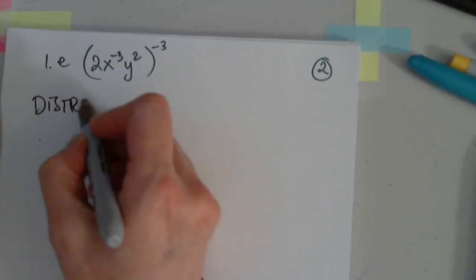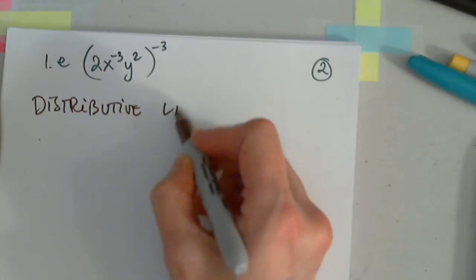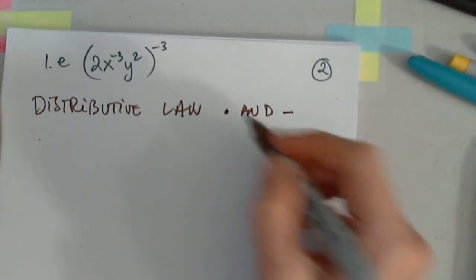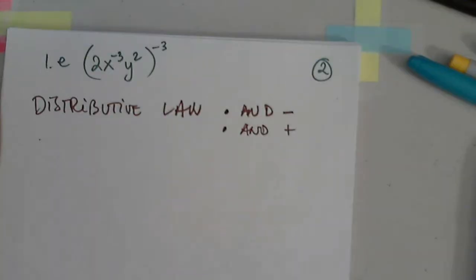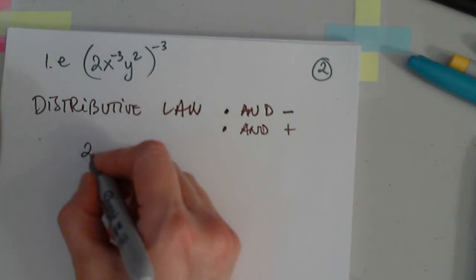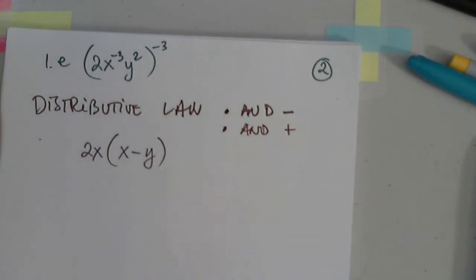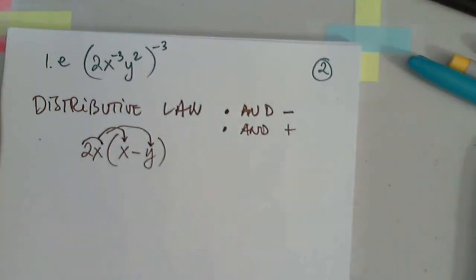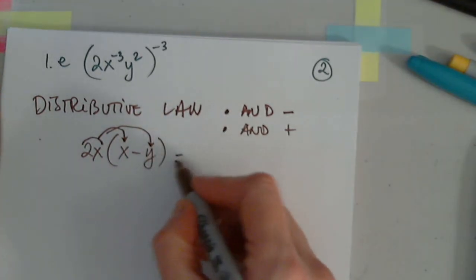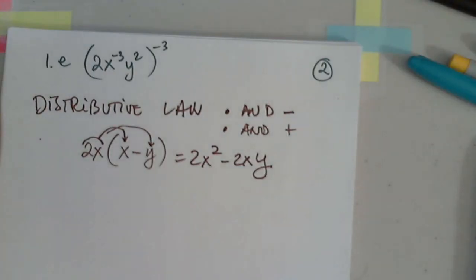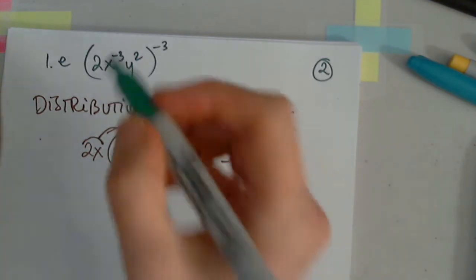distributive law requires product and subtraction or product and addition. This is what we call the distributive law. Here is an example. Let's say 2x times x minus y. We distribute this monomial to these two terms. This is the distributive law, and we get 2x squared minus 2xy. Now here, the idea is very similar, but we are applying the exponential rules.